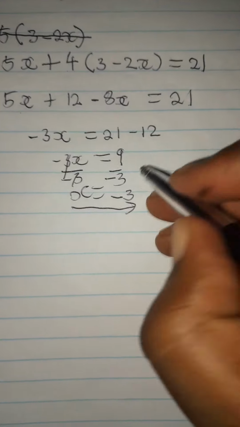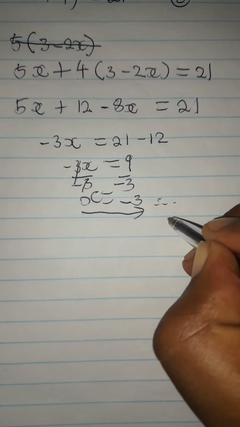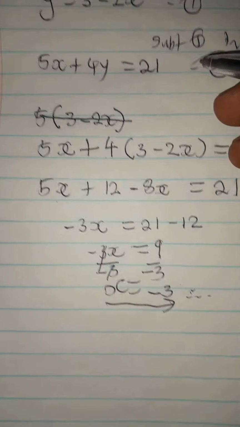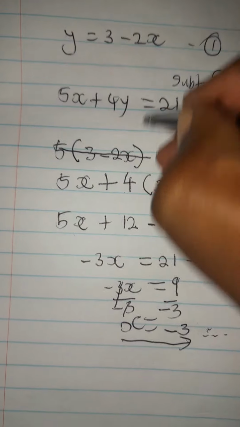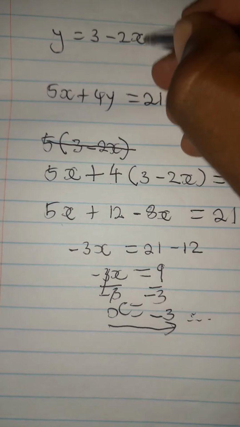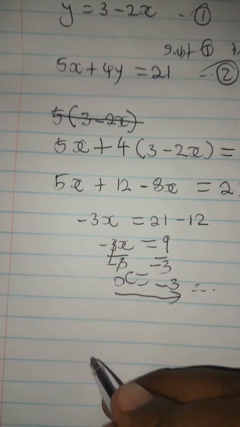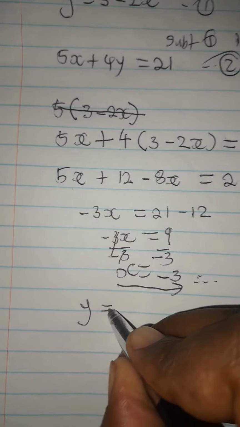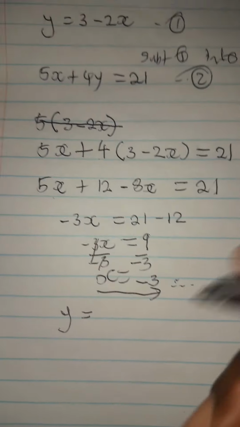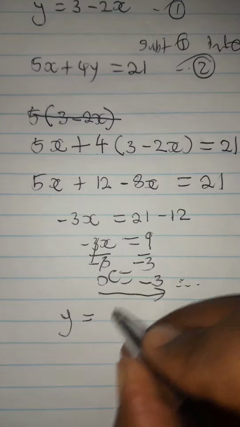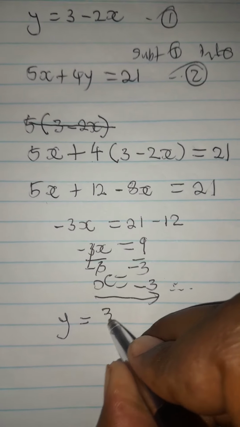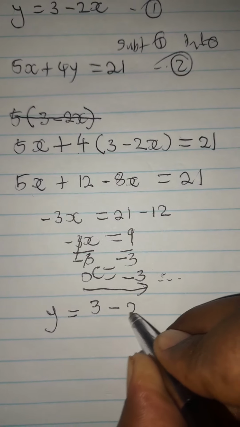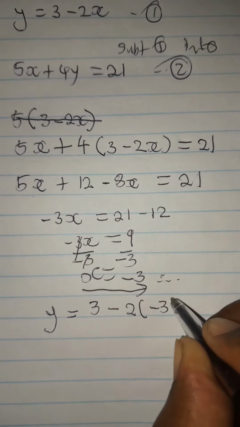We are not done. Substitute this x into equation 1. Where there is x, we are going to put negative 3 to get the y value. Remember, they said solve for x and y. We already solved for x, right? We're looking for y now. This will be 3. Where there is x, we are going to put minus 3.